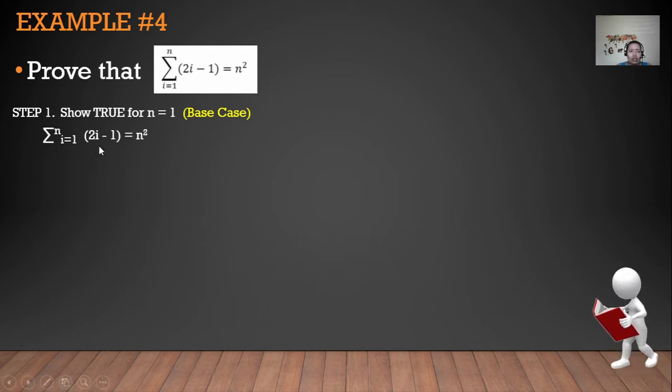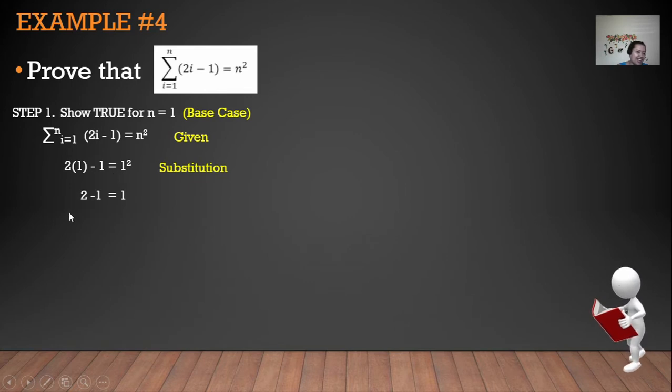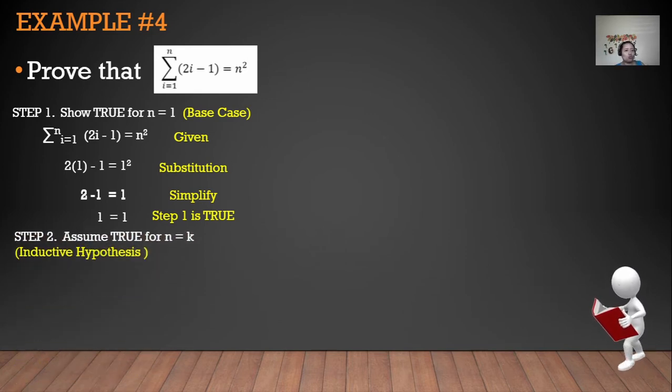So here is our given, and then let's substitute our i with 1 as its equivalent, and then 2 minus 1 is equal to 1. 1 is equal to 1. Therefore, step 1 is true. Next, step 2: assume true for n equals k.